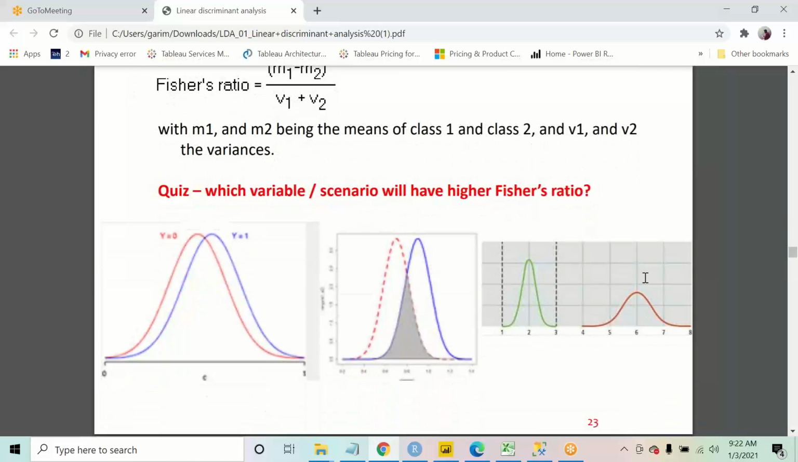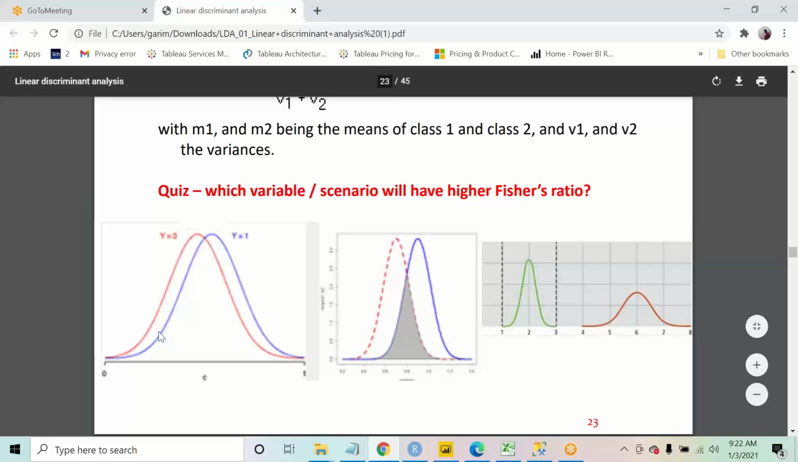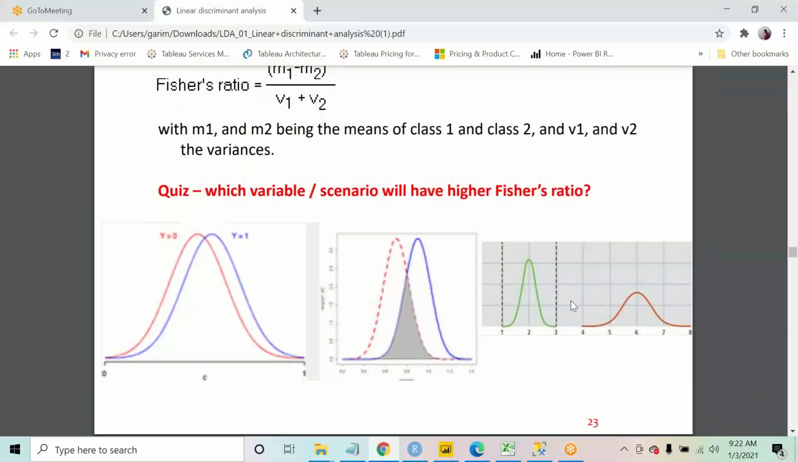Now what we will do is try to see that with a small diagram also, right? Suppose this is the normal curve for two data sets, where we have two respondents, 0 and 1, and this is another data set, and this is the third data set. Among these, where do you think the Fisher's ratio will be the highest? First, second, or third?